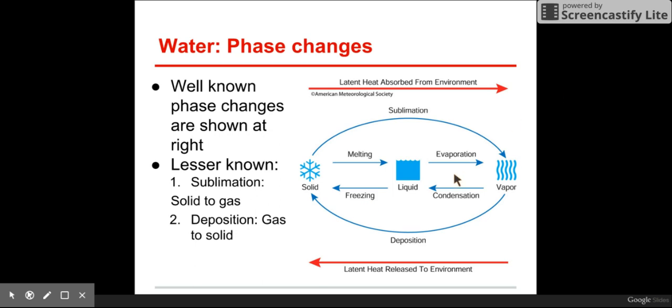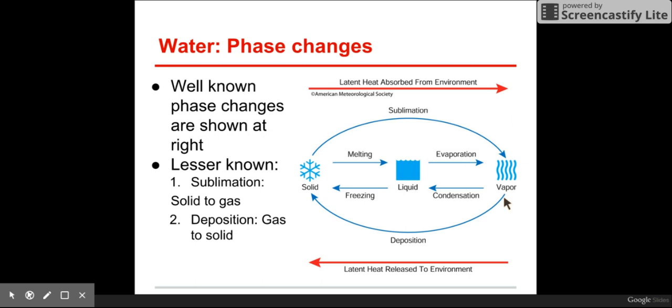Lesser known processes are sublimation and deposition. In the case of sublimation, the phase transition goes directly from a solid to vapor, and that actually happens on a warm day when there's snow on the ground. I actually should correct myself. There's never snow on the ground in the summer. I'm thinking more of the spring here.